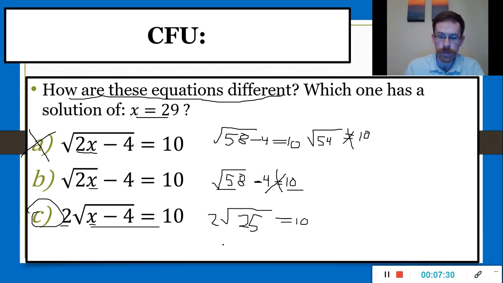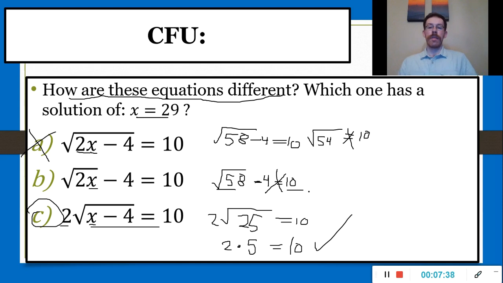The square root of 25 is 5, and that's 2 times 5. Boom, 10 works. Alright, good job. So we know it's C by 2 ways. We can eliminate the other ones by plugging in 29 to see if it works or it doesn't work. Or we can solve it using our inverse operations.